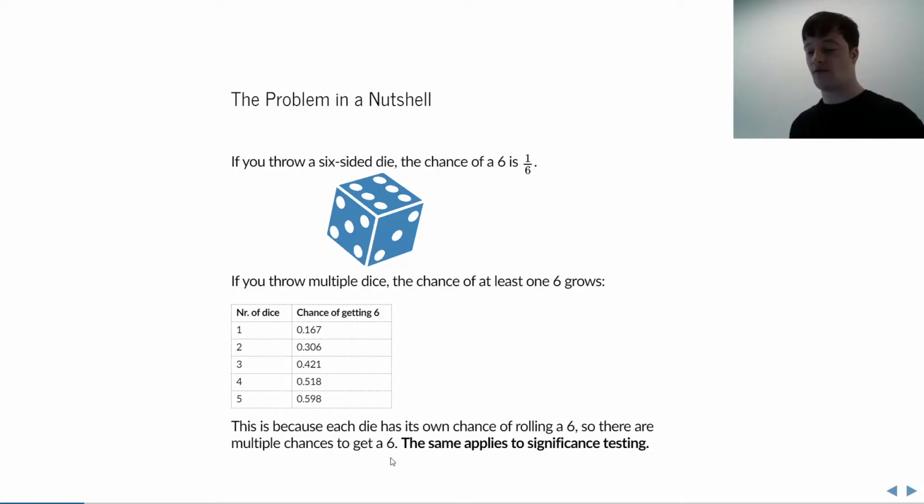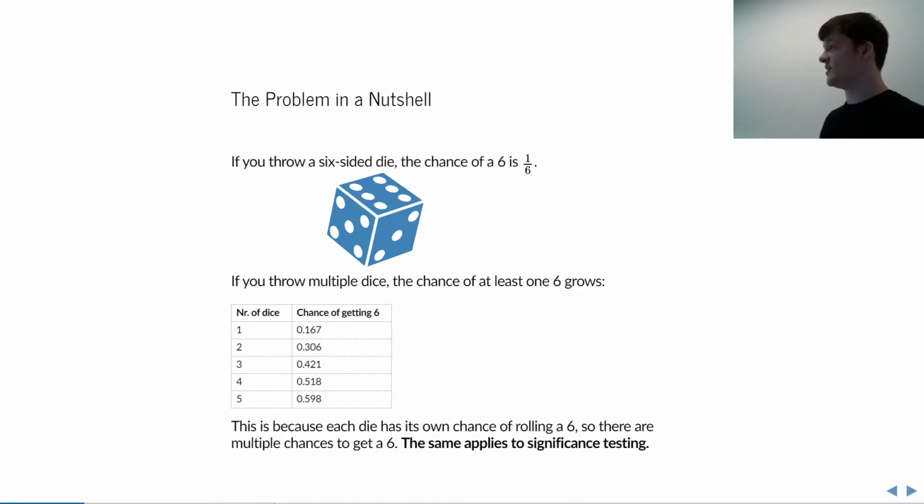Of course, if you roll a fair six-sided die, there should be a 1 in 6 chance that it comes up with a 6, right? Because all of the faces of the die have the same chance of coming up if the die is fair. But if you roll it twice, then you have two different chances of rolling a 6, right? So the chance of rolling 6 twice is 1 in 36, but the chance of rolling at least one 6 is actually almost 30%, right? And if I roll the die 3 times, the chance of at least one 6 is already bigger than 40%, etc. So this applies to significance testing.